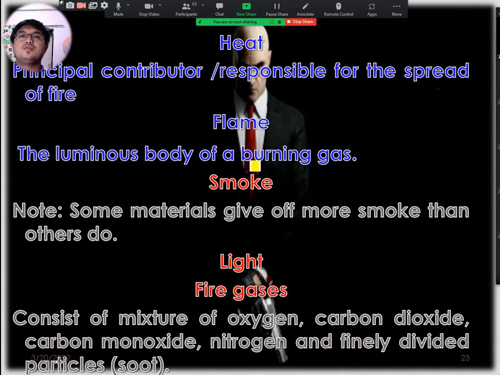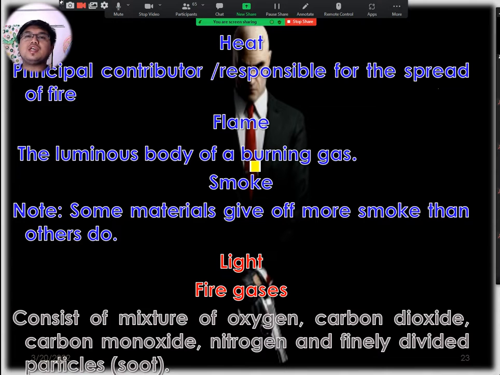So, by and by, we'll discuss those. Okay? When you burn the brief or panty of your ex, it will produce smoke. Some materials give off more smoke than others do. Some things are smoky, others are not. So if you burn your ex's underwear and it's still a bit wet, it will probably just smoke a little.